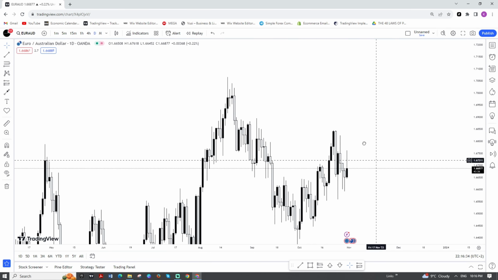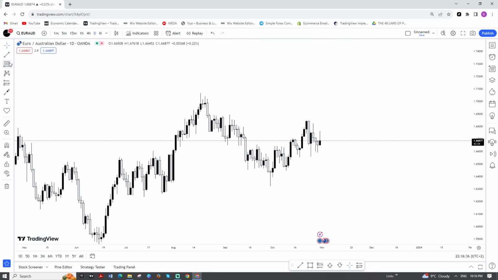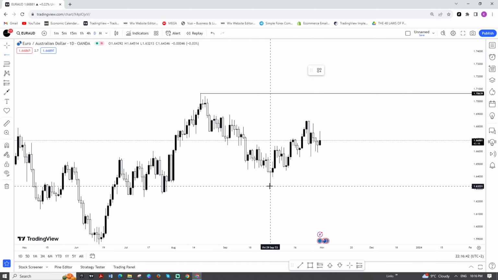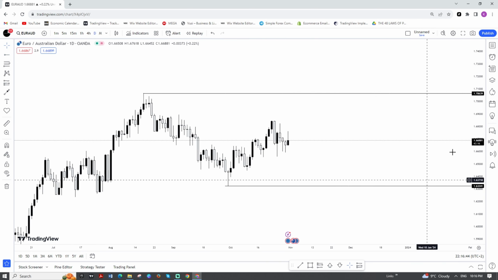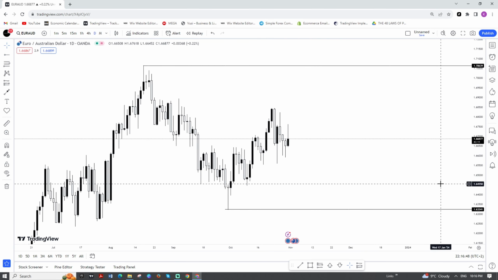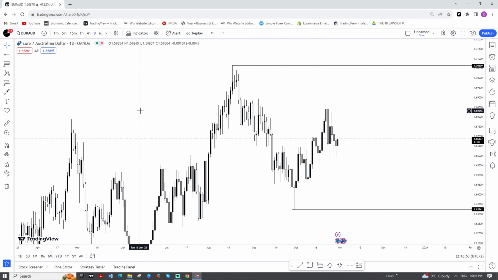Let me outline our working space. We're going to work from this area here, from that high to this low. So this is our working area right here. I just wanted to outline that so you can see the space we are working in.